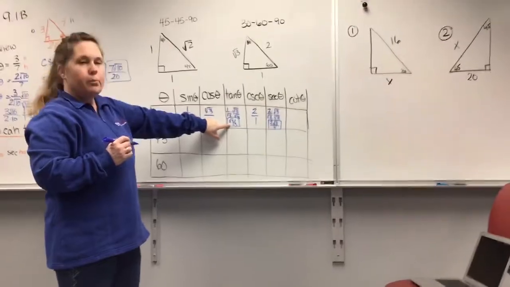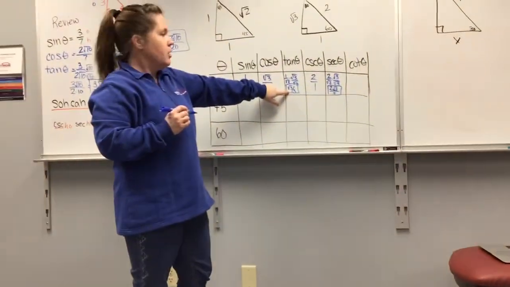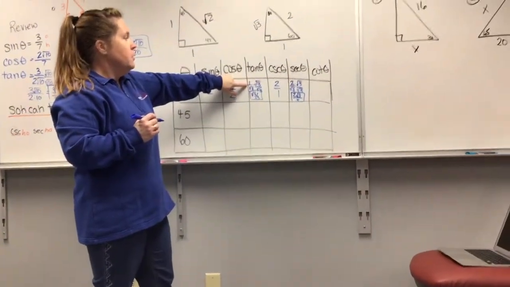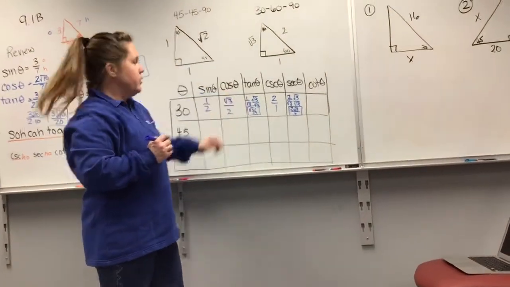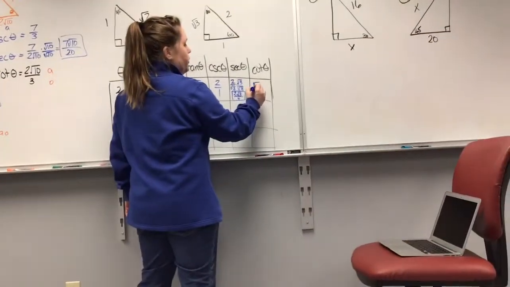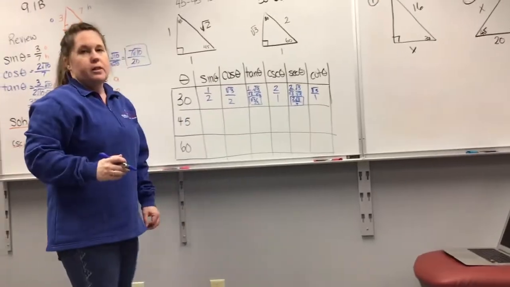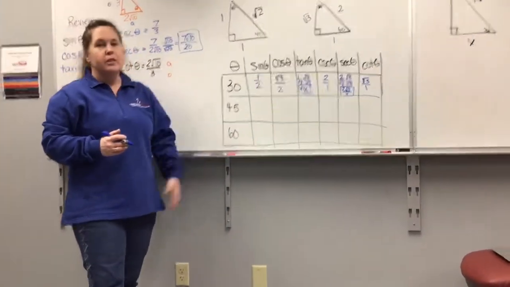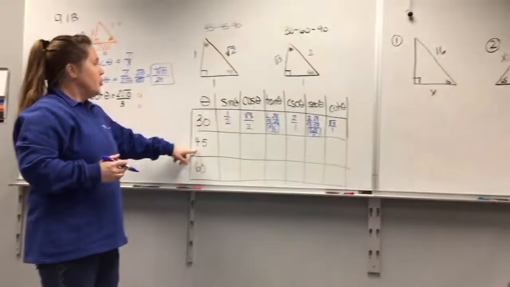If I take the reciprocal of this final one, I get a radical in the denominator. So I'm going to go back to the original, 1 over square root of 3. When I take the reciprocal of that, I get the square root of 3 over 1. No radical left in the denominator. So we've got all of our 30 degree functions. We're going to do the 45.